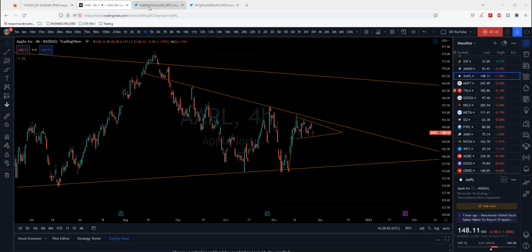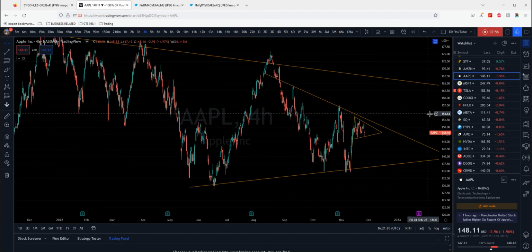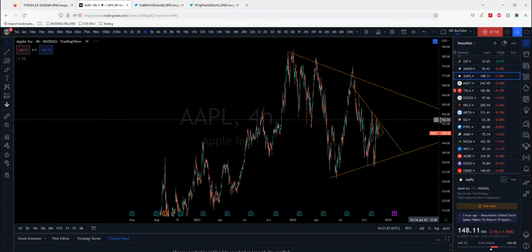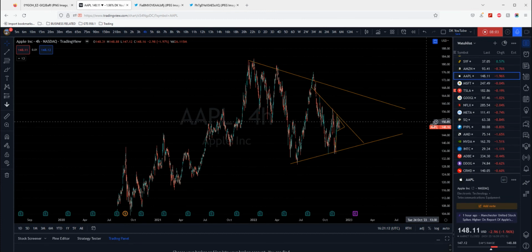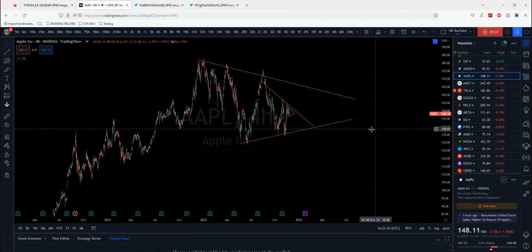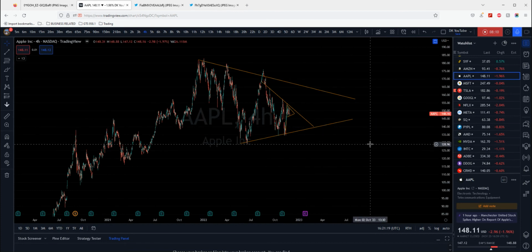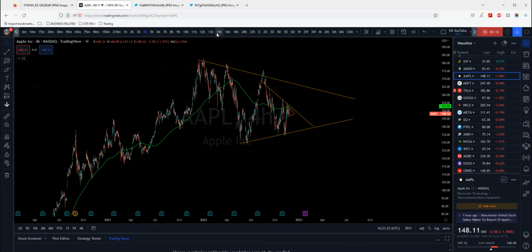So we've determined our pattern. Now we have some sort of continuation, maybe an ascending wedge, maybe a bullish flag. But what is the bigger trade? What is the bigger picture? Where is Apple heading from a bigger perspective? How do we know if it is going up, down, or sideways? From this, you can't tell. So this is where the 200-day moving average comes in, and it's going to help us determine the direction of the market.